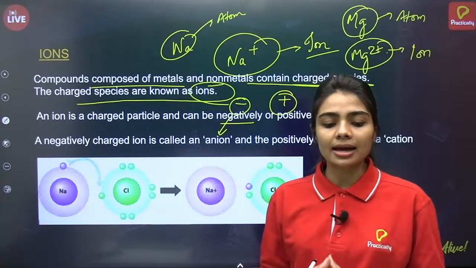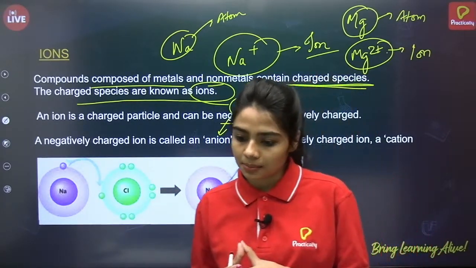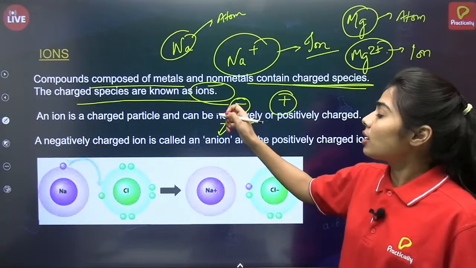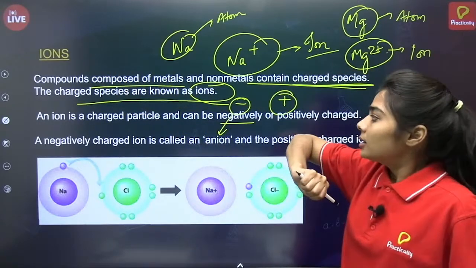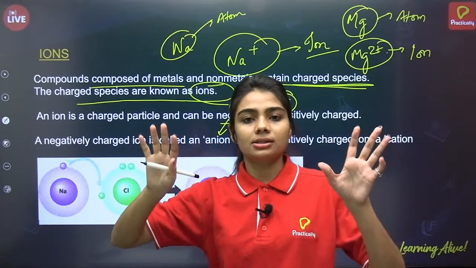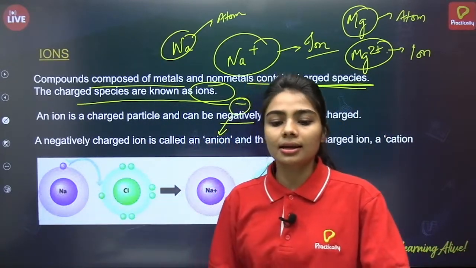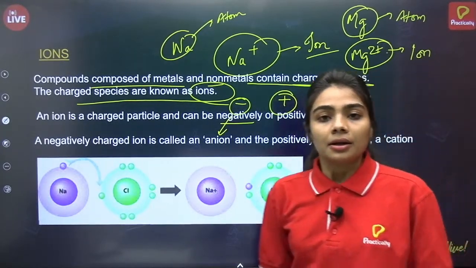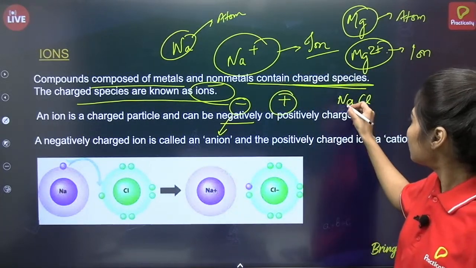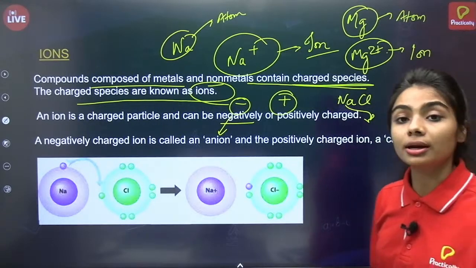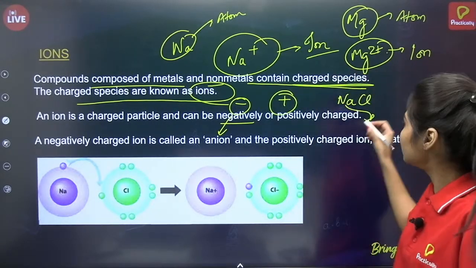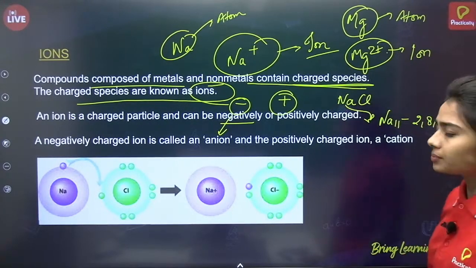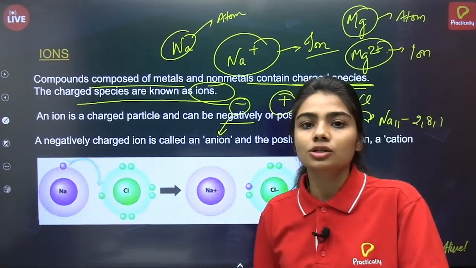Now, why is this ion concept there? Yes, Aslam, you are correct, anion means negative. So how did this concept come about? There are metals and there are non-metals. Let's take the example of sodium chloride, NaCl. Now, what will be the electronic arrangement for sodium? Its atomic number is 11, so it is 2, 8, 1. This is the electronic arrangement for sodium.